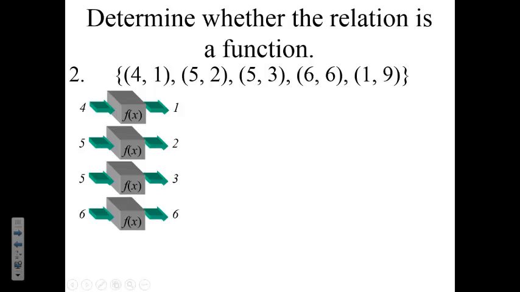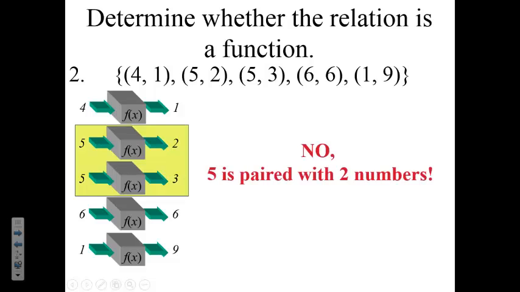The second example: 4 is paired with 1, 5 is paired with 2, 5 is paired with 3, 6 is paired with 6, and 1 is paired with 9. So not only do I have the domain repeated, but it's repeated with different y values. That is not allowed. That means that relation is not a function.